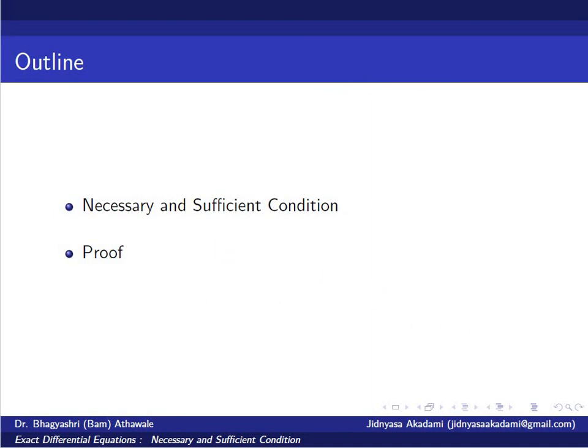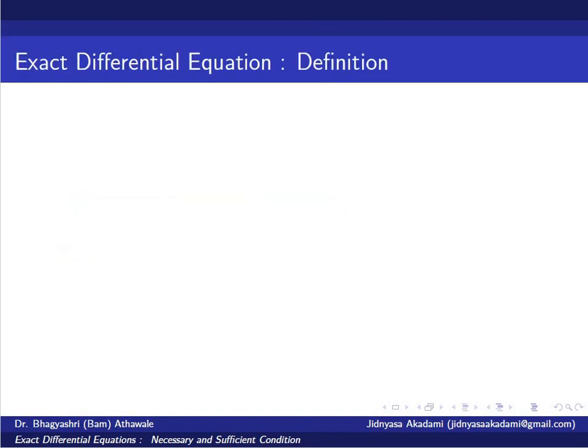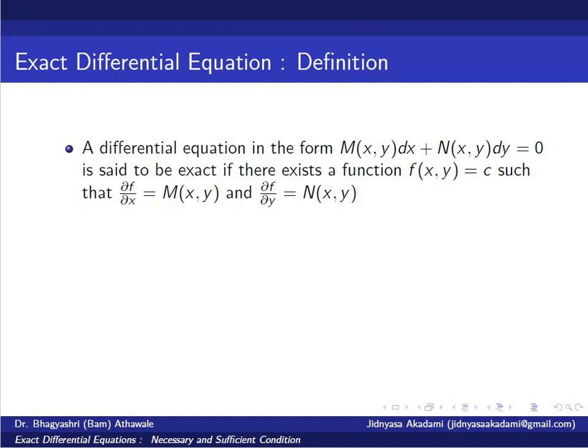Before stating directly the condition, let me recall the definition of exact differential equation. The differential equation in the form M dx plus N dy equal to 0, where M and N are functions of x and y, if there exists a function f of x, y equal to c such that its partial derivative with respect to x, that is ∂f/∂x, is M, which is the coefficient of dx in the differential equation, and partial derivative of f with respect to y is N, which is the coefficient of dy in the differential equation. If such a function exists, we call the differential equation an exact differential equation.